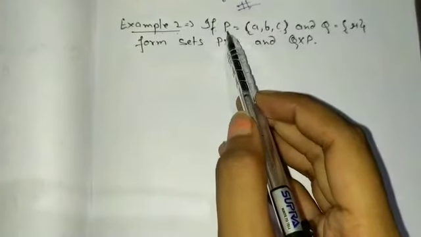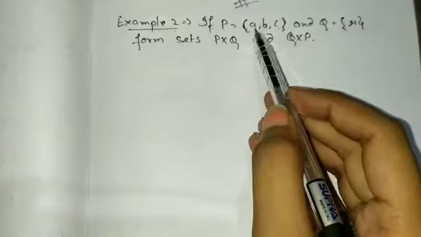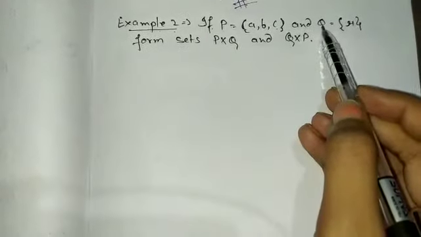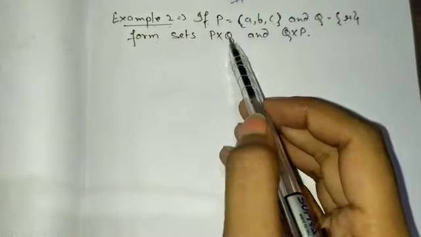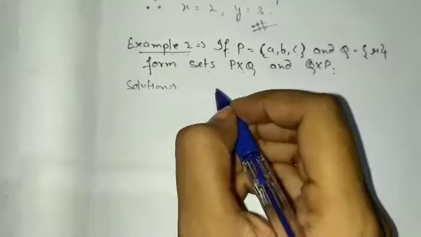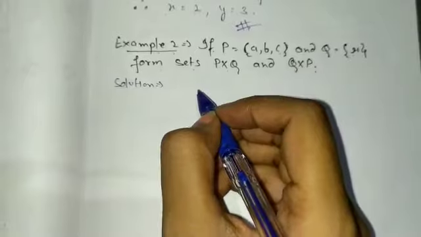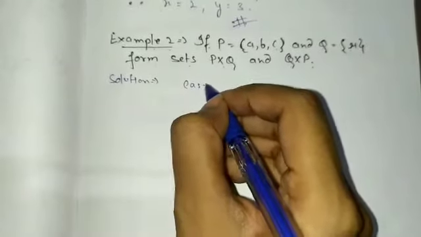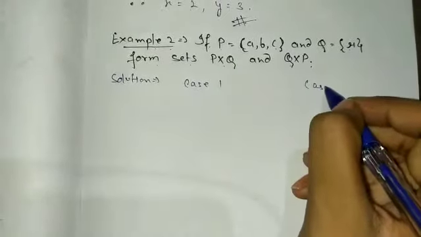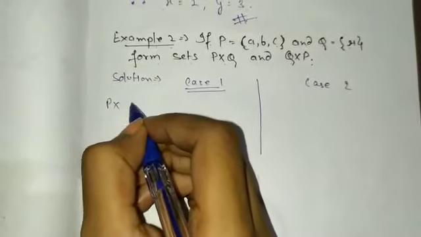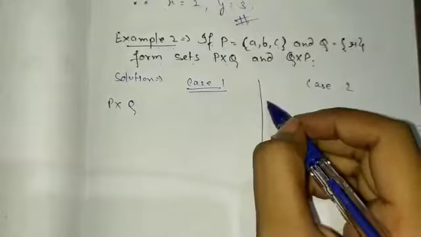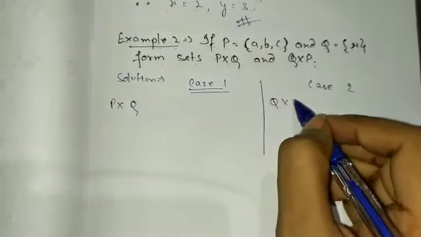Example 2. If P is having elements a, b, c and Q having element r, form the sets P into Q and Q into P. So first of all, let's take two cases, case 1 and case 2, where in case 1 we will solve P into Q and in case 2 we will solve Q into P.